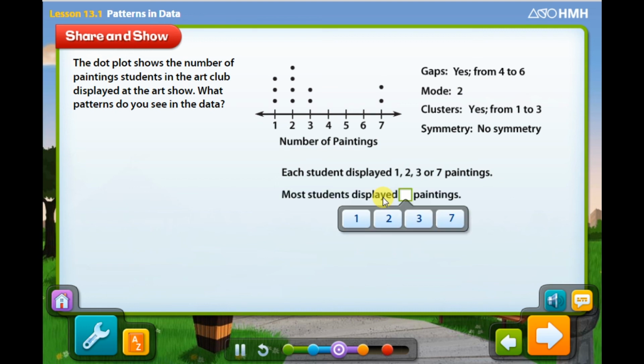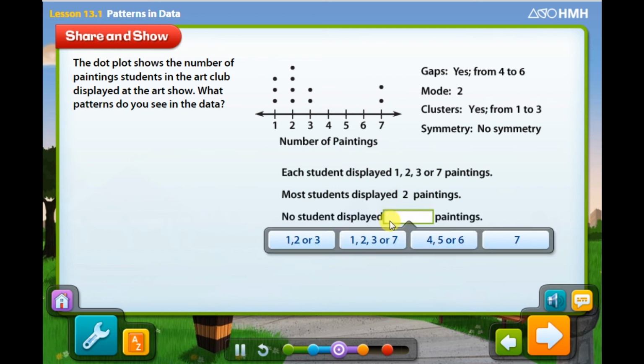How many paintings did the most students display? The most students display 2, which is the mode of this graph, because we have 4 students, which is the highest column here, displaying 2 paintings. So the mode is 2. That's correct. The most students displayed 2 paintings.